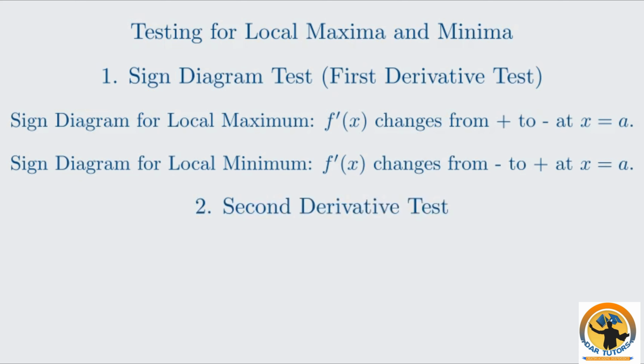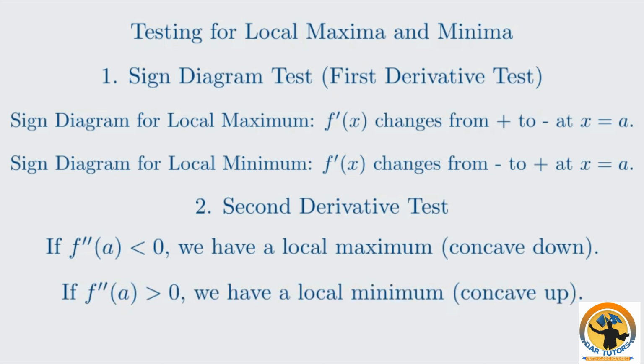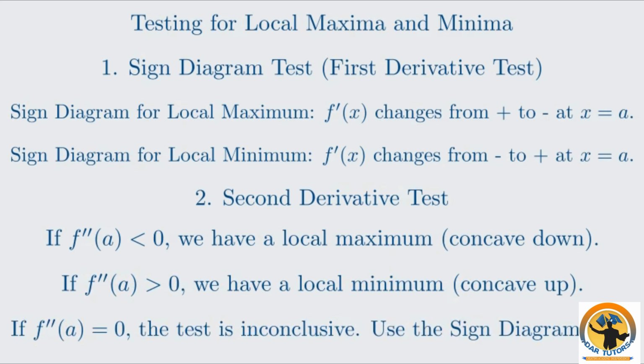The second method is the second derivative test. This test uses the concavity of the function at the stationary point. If the second derivative, f double prime of a, is negative, the curve is concave down, which means we have a local maximum. If the second derivative is positive, the curve is concave up, indicating a local minimum. If the second derivative is 0, the test is inconclusive, and you must use the sign diagram test instead.